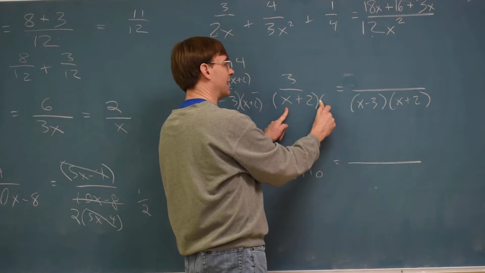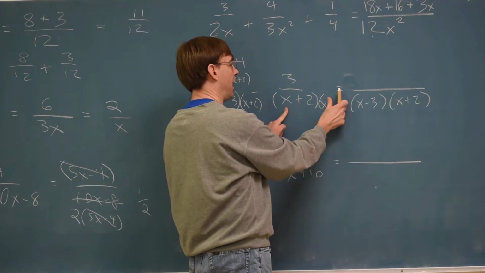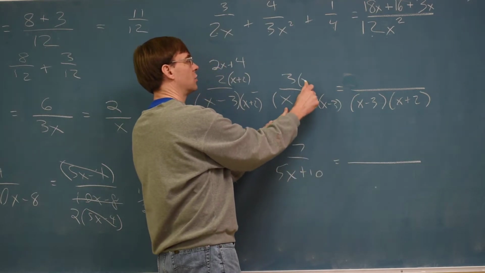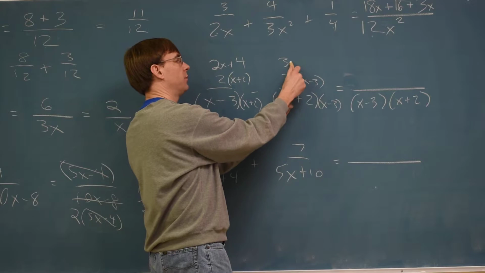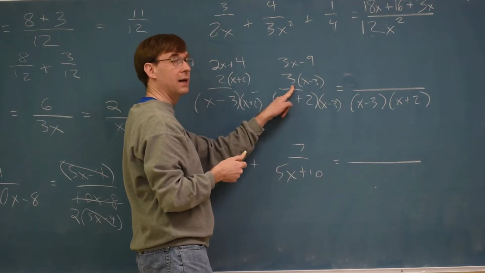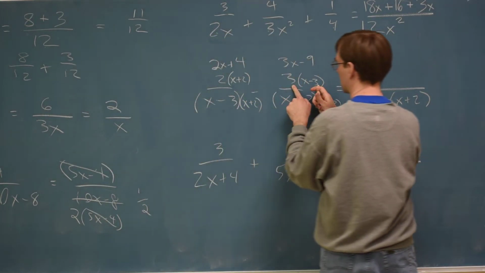This fraction doesn't have the x minus 3. So I'll do an x minus 3 on the top. And in the long term, distributing to get 3x minus 9 would be in my best interest.